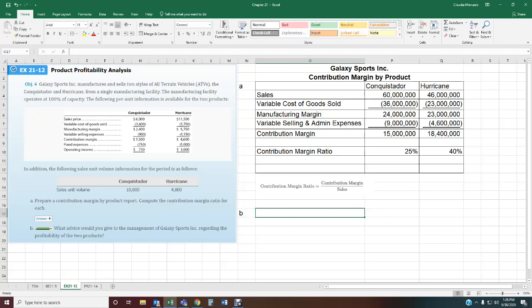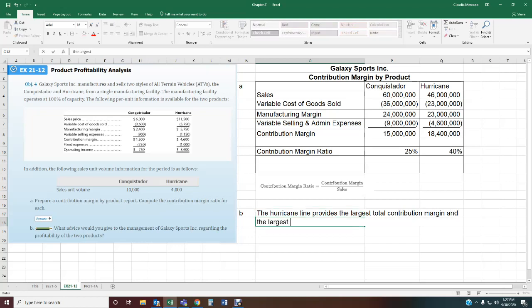Requirement B. What advice would you give the management of Galaxy Sports regarding the profitability of the two products? Looking at the information, which one is a better product, the Conquistador or the Hurricane? Looking at the data in front of us, we can advise management that the Hurricane provides the largest total contribution margin and the largest contribution margin ratio.